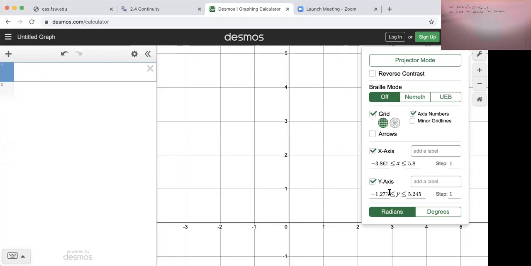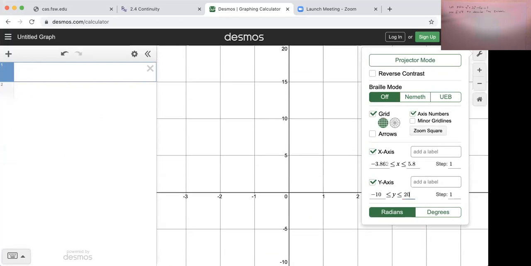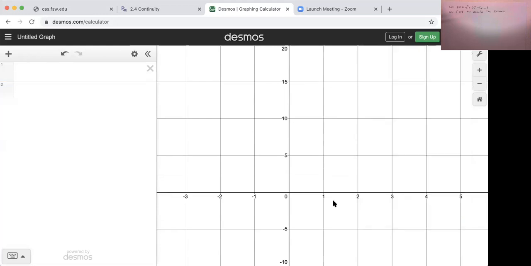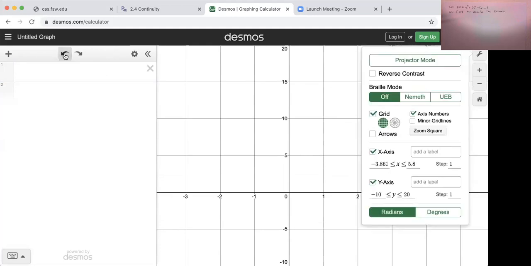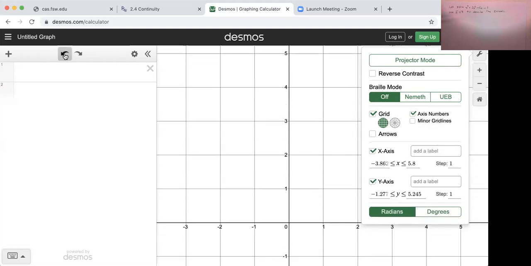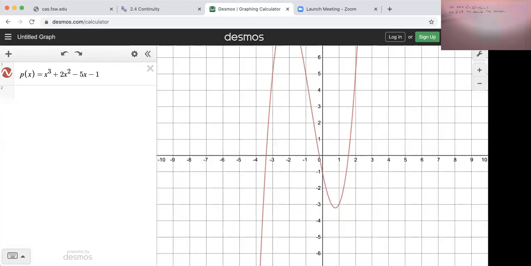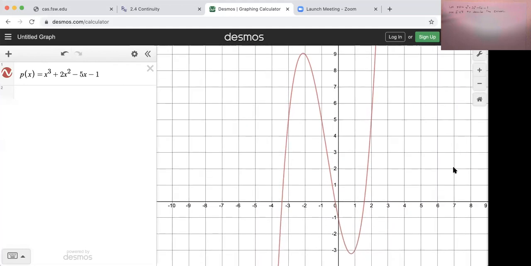So let's maybe go from -10 to, can we see it? Oh, I lost it. Oh, I erased the function. That's not good. Let's undo that. There we go. Well, that's not bad.